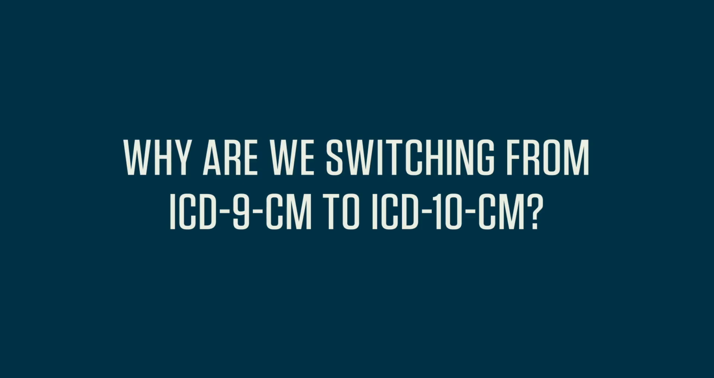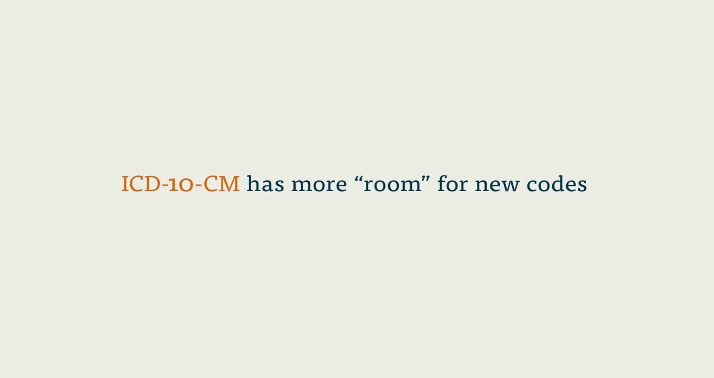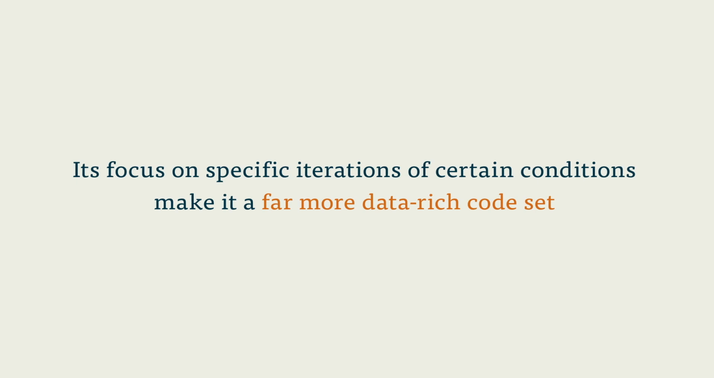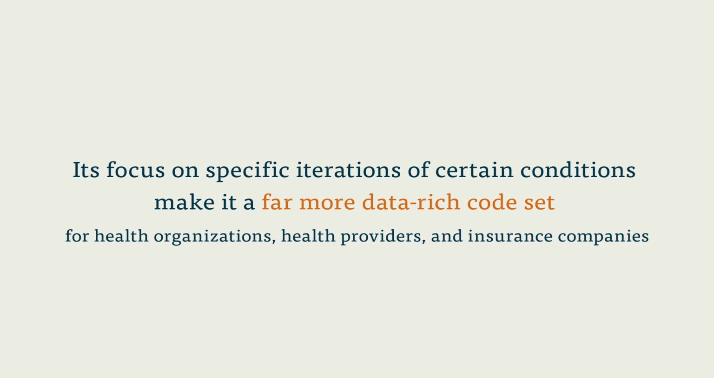Why are we switching from ICD-9-CM to ICD-10-CM? Put simply, ICD-9-CM is out of room. As medical technology advances and we're able to make new, more nuanced diagnoses, we need a code set that is more adaptable. ICD-10-CM has more room for new codes, and its focus on specific iterations of certain conditions make it a far more data-rich code set for health organizations, health providers, and insurance companies.